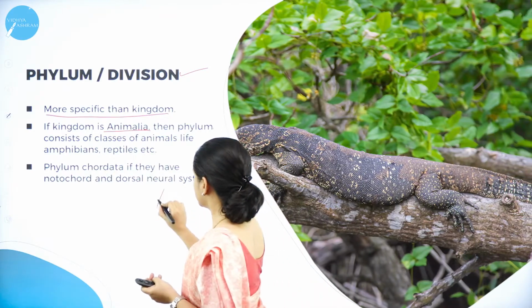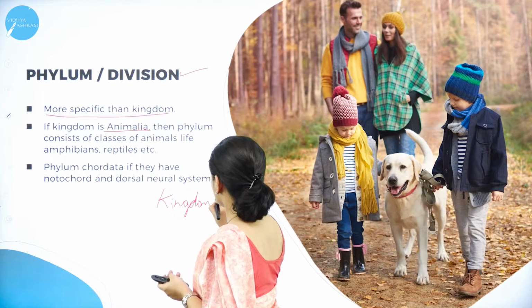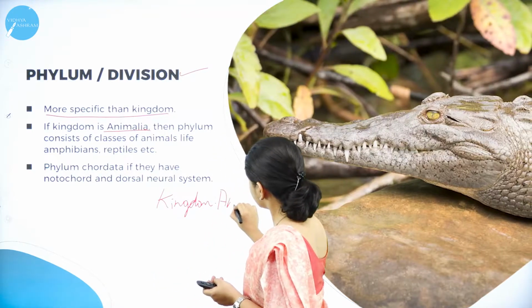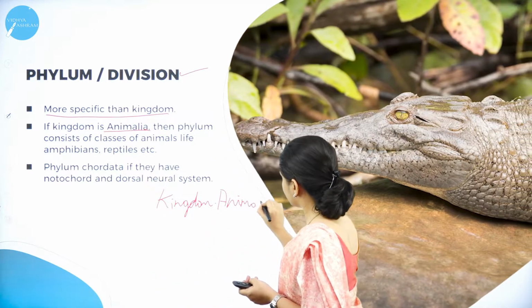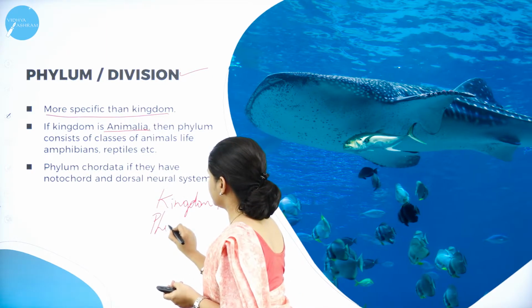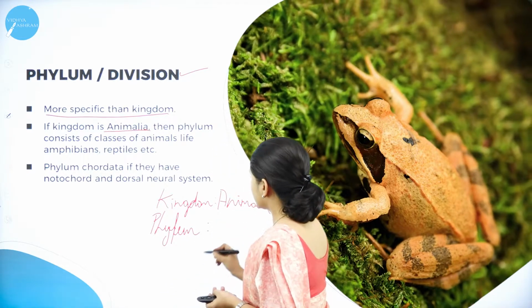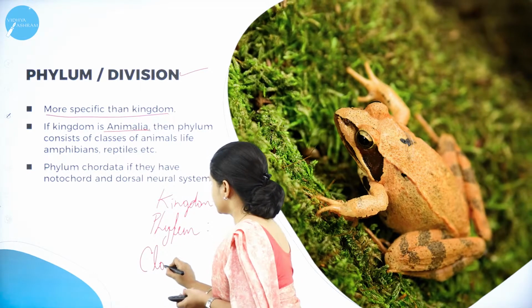So what happens here is, first we have the kingdom. What is the kingdom? It is Animalia. Then we have the phylum. Then comes the class.